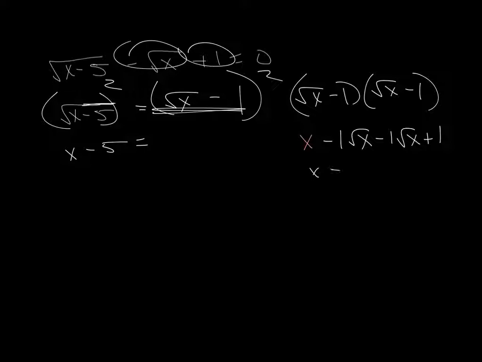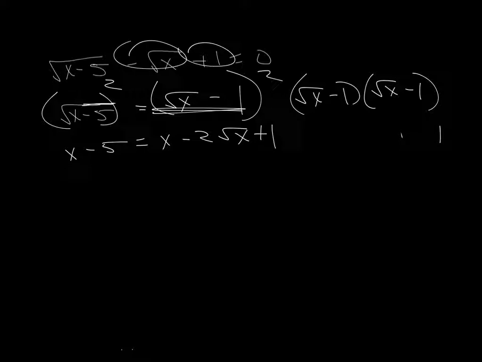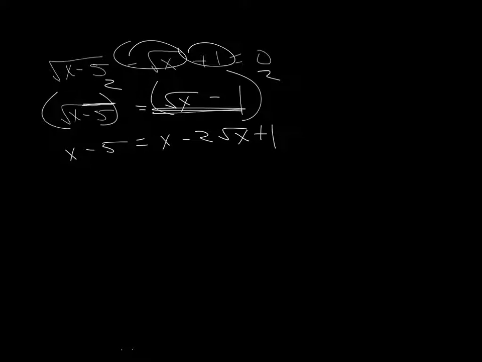So x minus 2 square root of x plus 1. So that's what goes. Okay, so let's get rid of all this work that I did here so that I have room to continue on if I need it. Alright, so what I just erased was the square root of x minus 1 squared. I used the FOIL method and that gave me this.